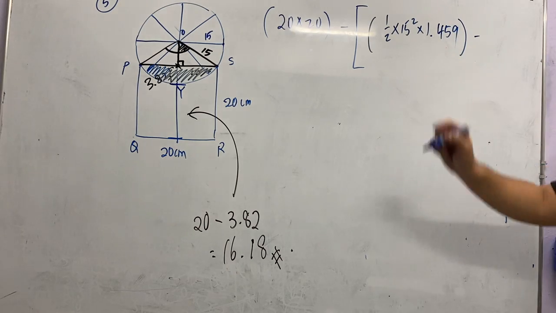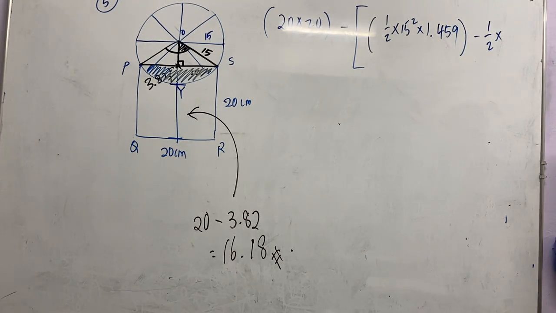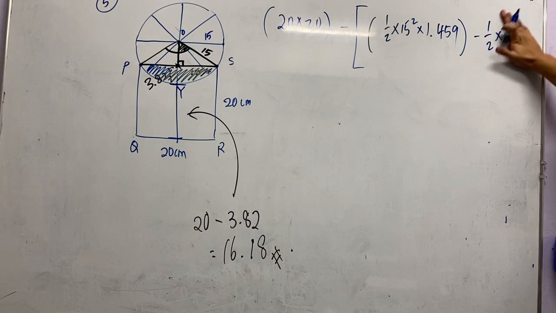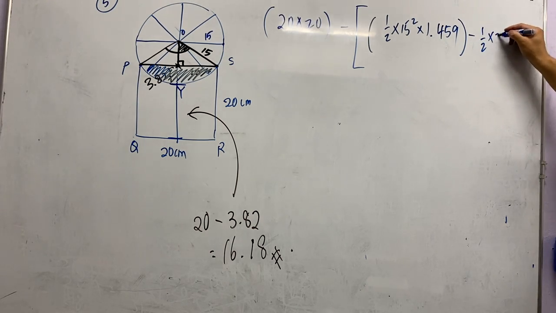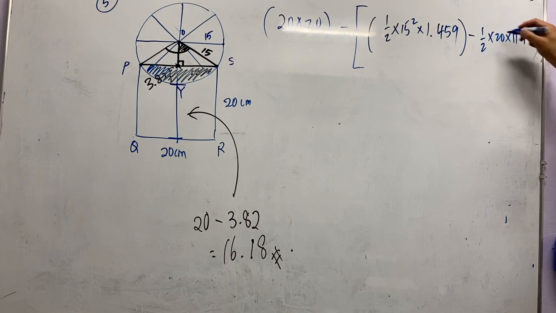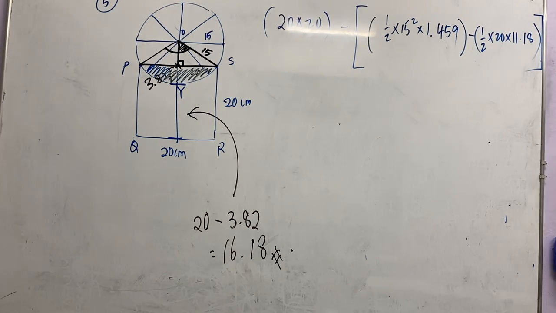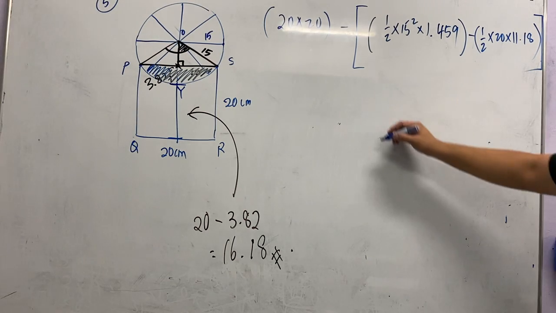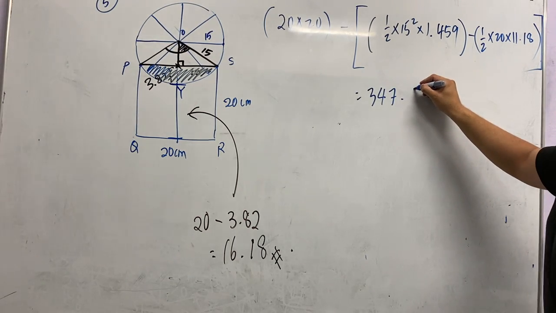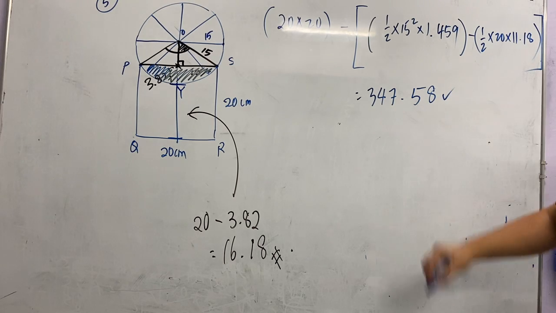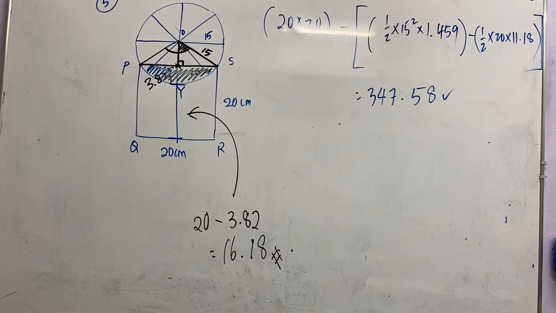Lepas tu minus dengan you punya triangle. What's the formula of triangle? 1 over 2 times base times height. Yeah. What's your base? 20. What's your height? 11.18. Oh, betul. So minus 1 over 2 times 20 times 11.18. Okay, so this is my triangle. Alright. Lepas tu you kira lah semua tu sekaligus. You dapat jawapan dia 347.58. Okay. Done. Siap. Kira. So soalan 5 selesai.